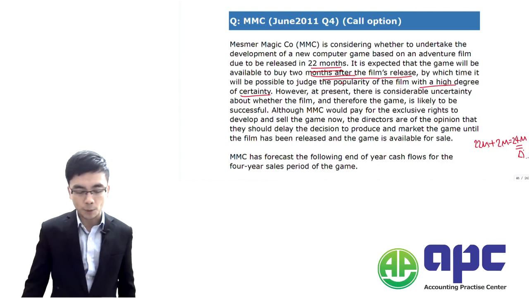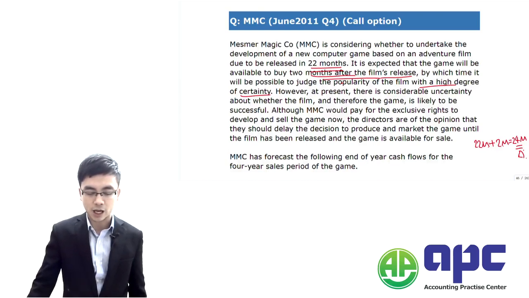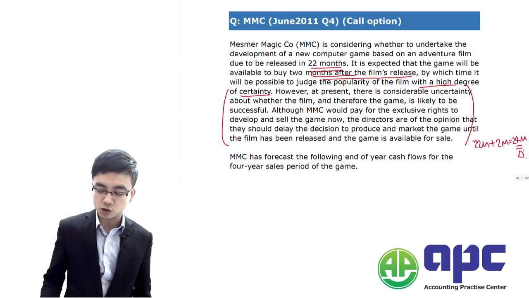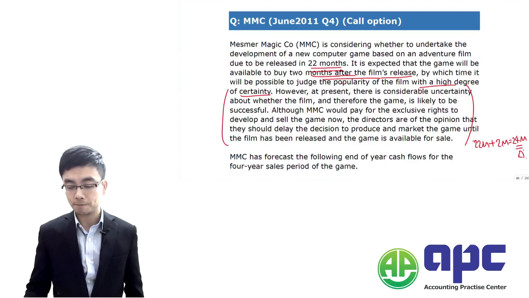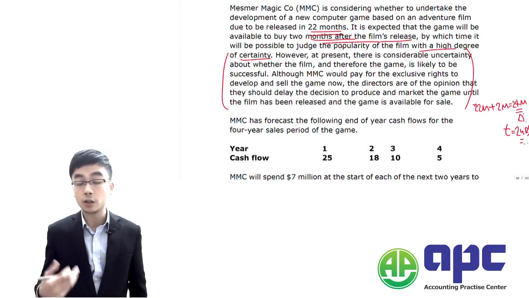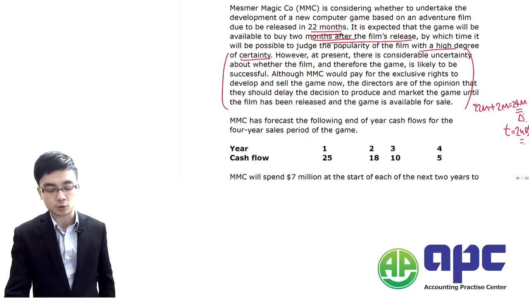However, at present, there's considerable uncertainty about whether the theme and the game is likely to be successful. So that's the reason why we are not going to do it right now. Although the MMC will pay for the exclusive right to develop and sell the game now, the directors are of the opinion that they should delay the decisions to produce and market the game until the theme has been released and the game is available for sale. So that means, okay, after we've ascertained that the film has been released and also people will like it, you start to sell it. That means the time to expiry is to be 2 years. We can't express that in months. We have to express that in years. Okay, so that's the characteristics of the Black Scholes option pricing model.